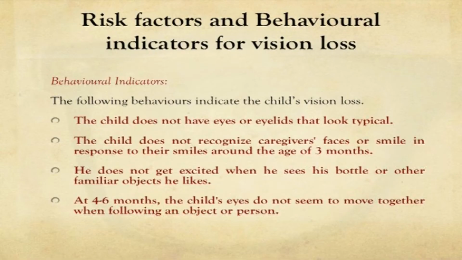Behavioral indicators. The behaviors which indicate a child's vision loss are: the child does not have eyes or eyelids that look typical. The child does not recognize the caregiver's face or smile in response to their smiles around the age of 3 months. He does not get excited when he sees his bottle or other familiar objects he likes. At 4 to 6 months, the child's eyes do not seem to move together when following an object or person.